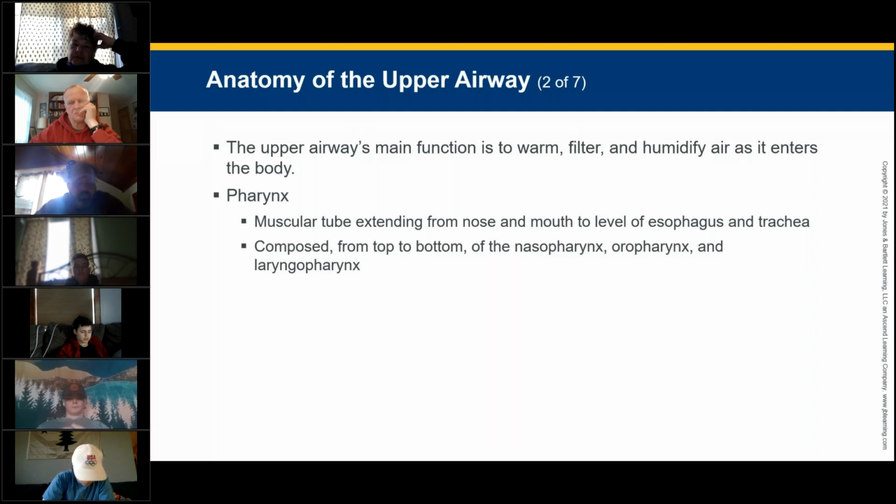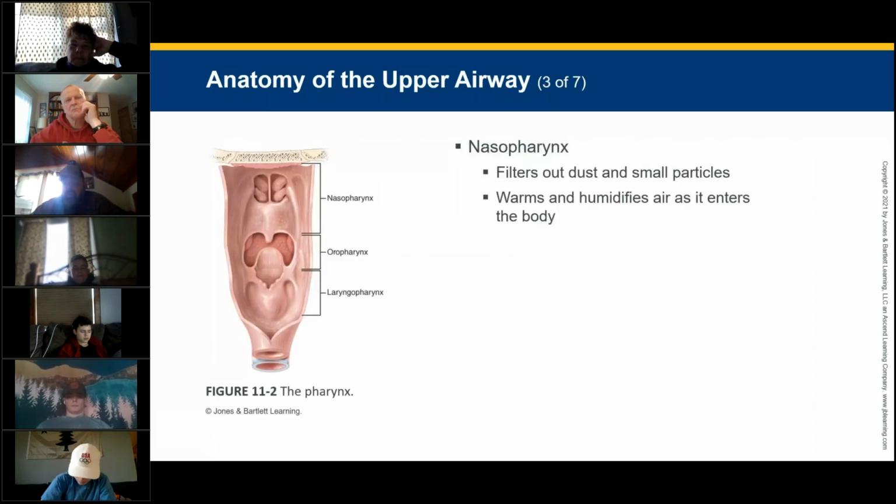The pharynx is a muscular tube extending from the nose and mouth to the level of the esophagus and trachea. It's composed from top to bottom of the nasopharynx, oropharynx, and laryngopharynx. So here's a little diagram of your pharynx. At the top, you can see your nasopharynx. In the middle, your oropharynx. And at the bottom, you've got your laryngopharynx.